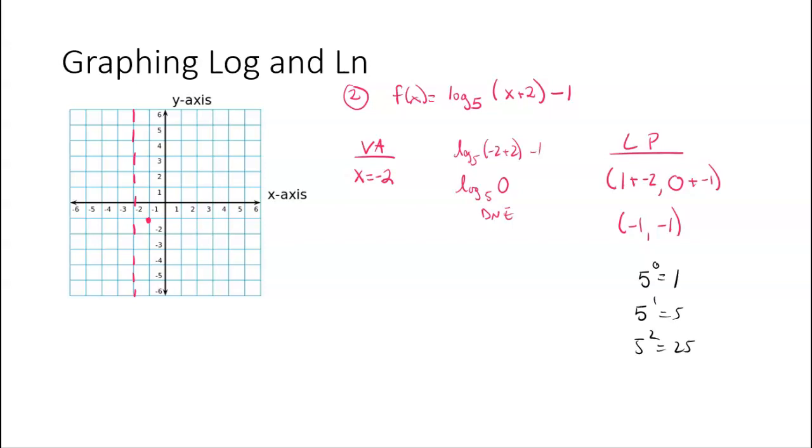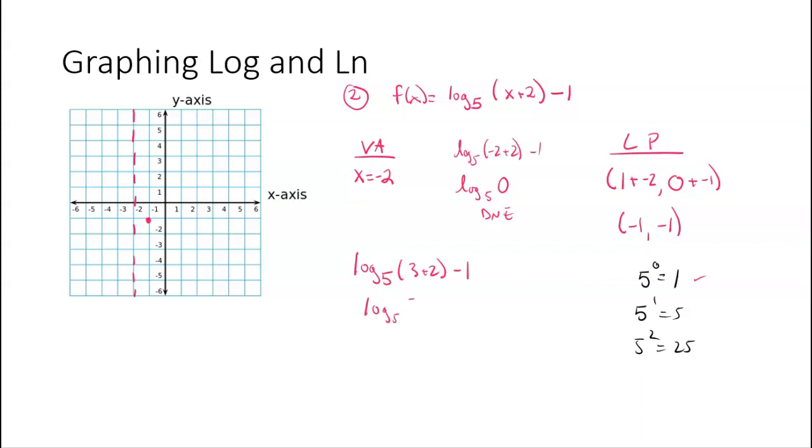So I'm trying to figure out what numbers I can plug in to get 1, to get 5, to get 25. Well, the good news is I've already figured out how to get 1. If I plug in negative 1, plus 2 gives me 1. So I've already figured that out. So what do you have to plug in to get it to be a 5? Well, what plus 2 gives you 5? And that answer is 3. So 3 plus 2 gives you 5.